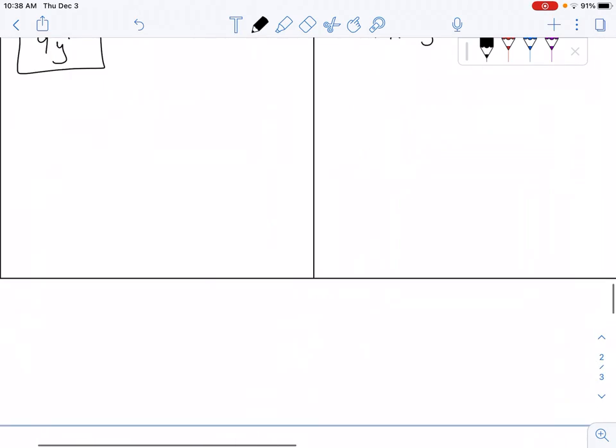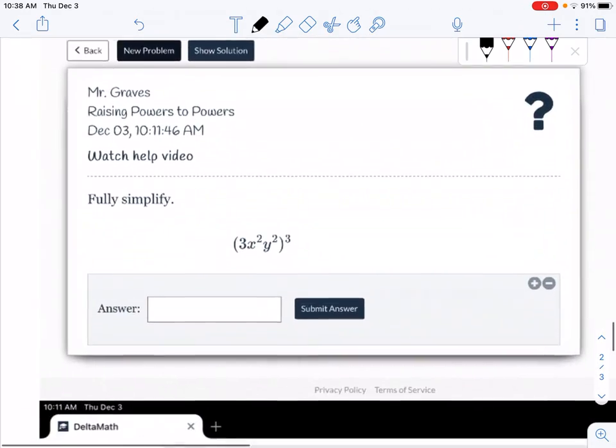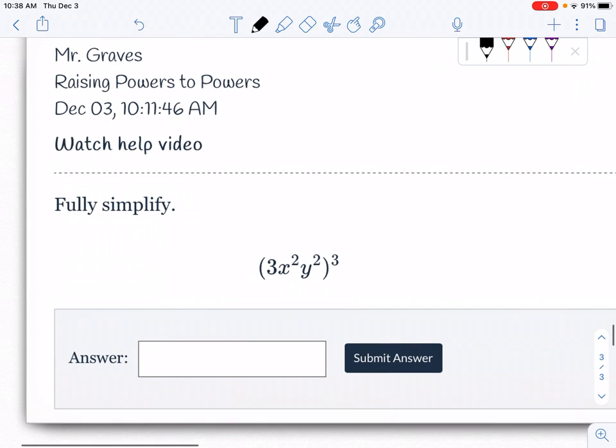So let's see some actual Delta Math assignment type questions. So this is what you would do on a separate piece of paper when you're working on the Delta Math. I would take each individual term. So I'm going to write 3 times x squared and y squared. And then I'm going to give each one of those a third power. So 3, like that.